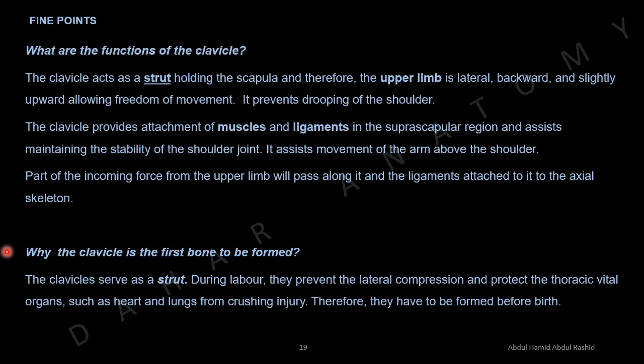Why is the clavicle the first bone to be formed? The clavicle serves as a strut. During labor, it prevents lateral compression and protects the thoracic vital organs such as the heart and lungs from crushing injury. Therefore, the clavicle has to be formed before birth.